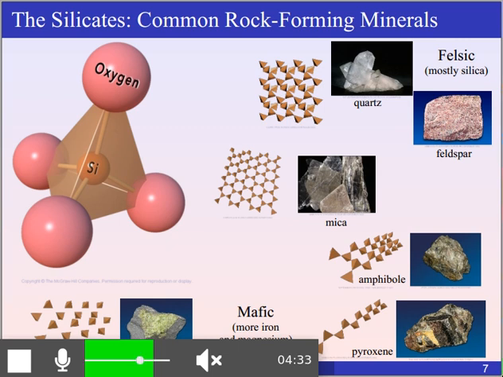The other extreme, we bond them together in every which direction. There's hardly any room for magnesium and iron. We call those felsic. Quartz and feldspar are examples. Those 3-dimensional bonds are super hard too, so remember quartz and feldspar are harder than glass. Mica is bonded in sheets, and amphibole and pyroxene in chains. Independent tetrahedra down here for our mafic, up here, mostly silica, our felsic.